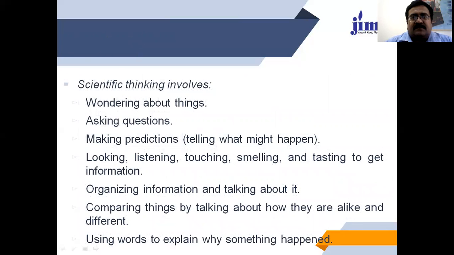These are a few points by which we can say scientific thinking involves all these steps. Wondering about things, asking questions, making predictions, looking, listening, touching, smelling, and tasting to get information, organizing information and talking about it, comparing things by talking about how they are alike and different, using words to explain why something happened.